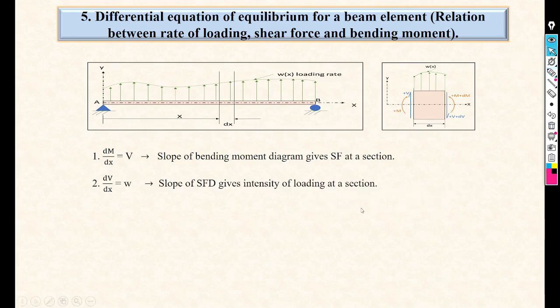Then second, if we take the derivative of shear force with respect to x, we get the load, or w, and the slope of the SFD gives the intensity of loading at a section. Meaning, if you take any section and consider the slope of the shear force diagram, we get the loading at that particular section.